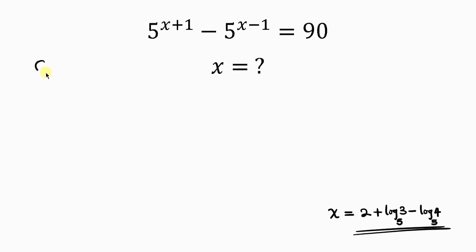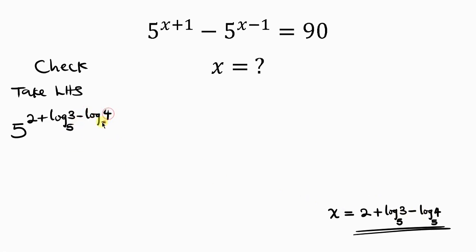Okay, let's check. We have our final solution here. So this is a question. We're going to be taking the left-hand side. We want to show that the left-hand side is equal to the right-hand side, which is 90. So we have 5 to the x. This is our value for x we got, which is 2 plus log 3 base 5, and then minus log 4 base 5.